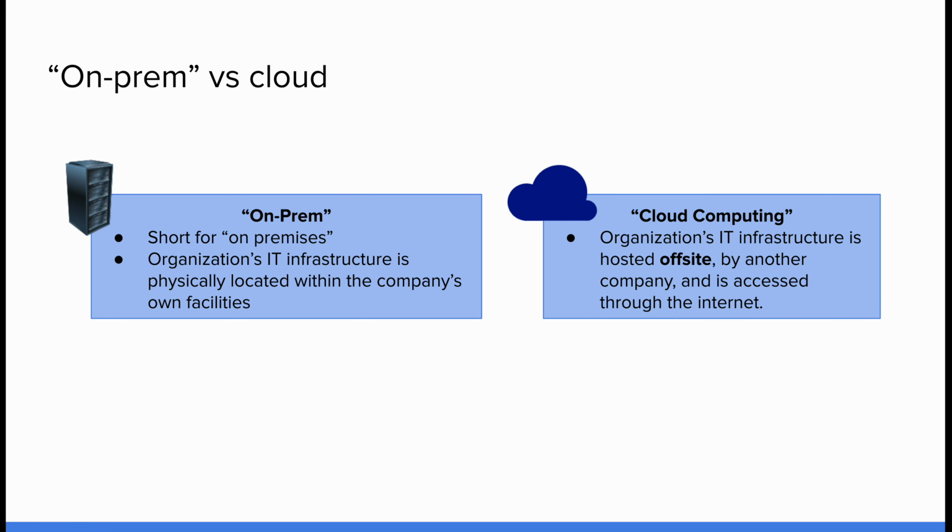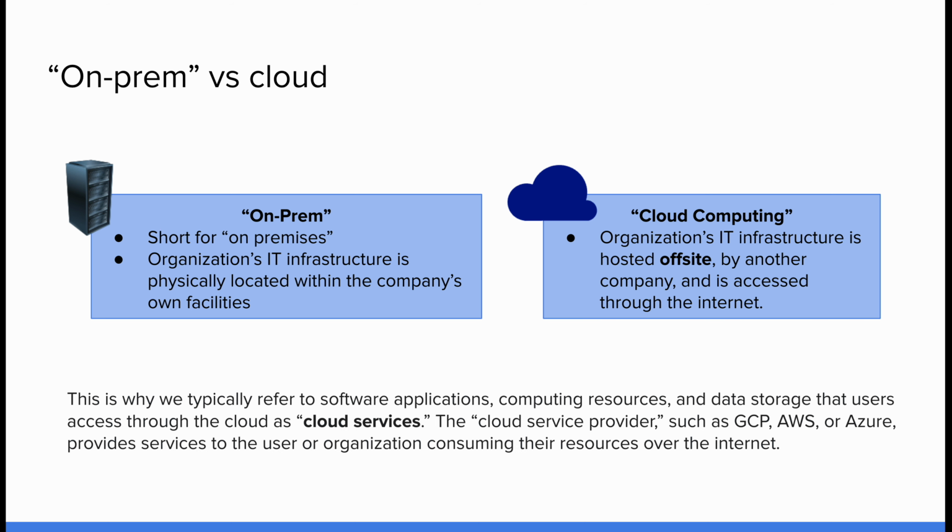Cloud computing is quite different. An organization's IT infrastructure, in this case, is hosted off-site by a third-party provider and accessed through the internet. Instead of owning the hardware, the company pays for services provided by cloud providers like Google Cloud or AWS or Azure. This means that the cloud provider takes care of all the physical hardware, maintenance, and even scalability, while the company only focuses on using the infrastructure and services they need.